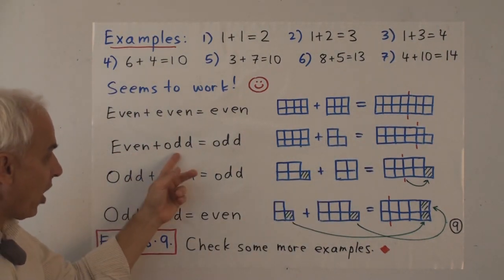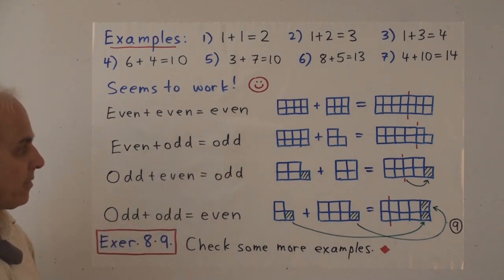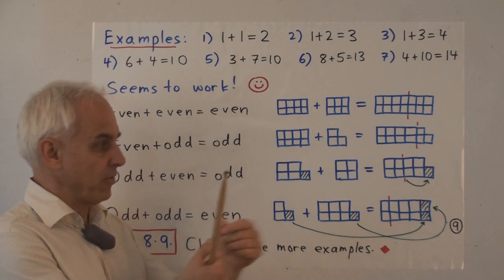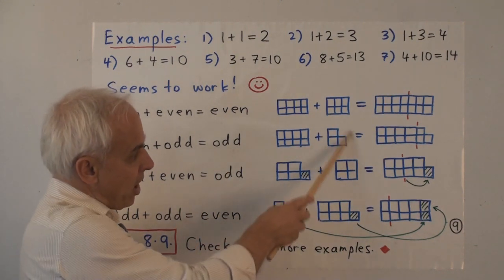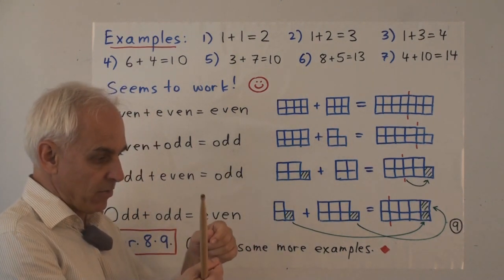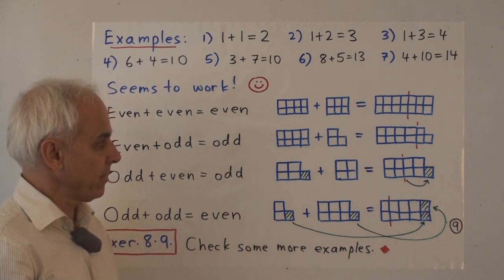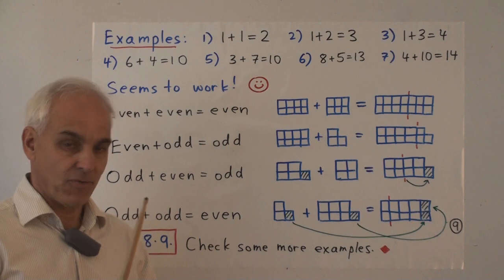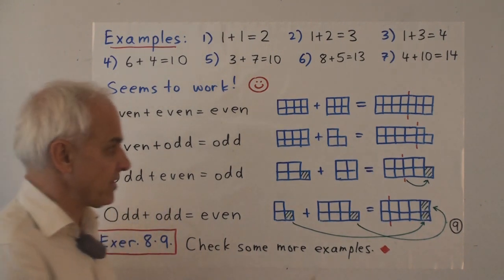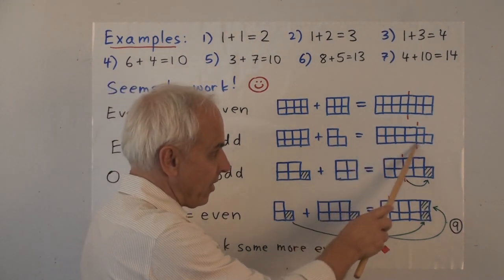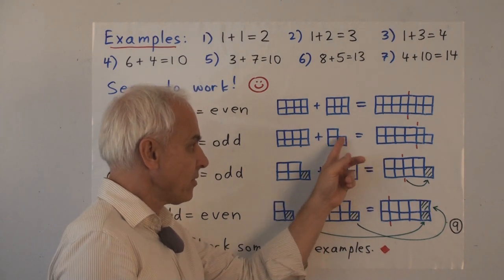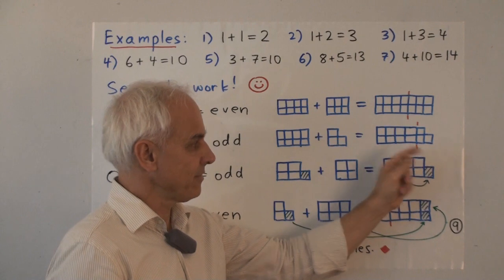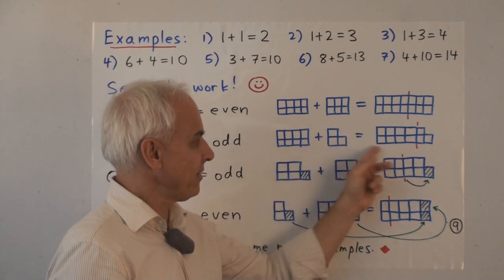How about even plus odd is odd? Well, there's an even number, which again is some rectangle with 2 rows. And here's some odd number, which is a rectangle with 2 rows plus 1 more. Well, when we add those, the 2 rectangles with 2 rows are going to combine to give another rectangle with 2 rows, in this case that one there. And this little leftover square is still going to be left over. So even plus odd is odd.